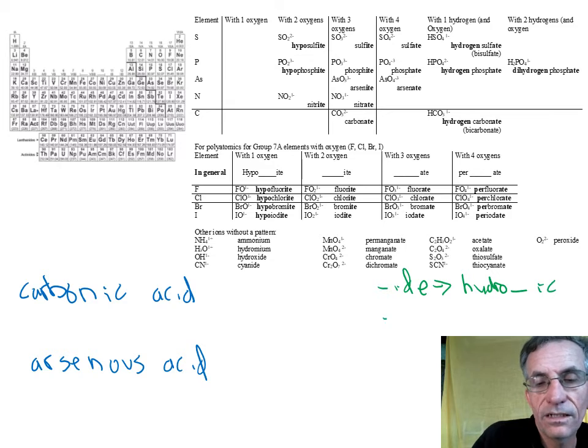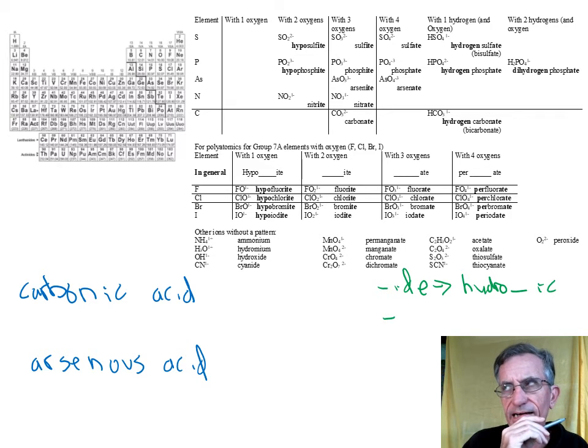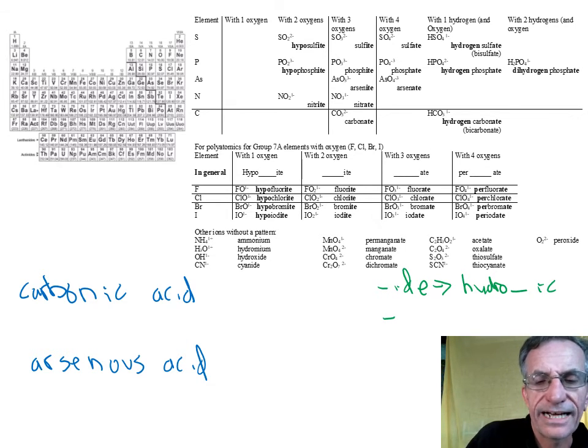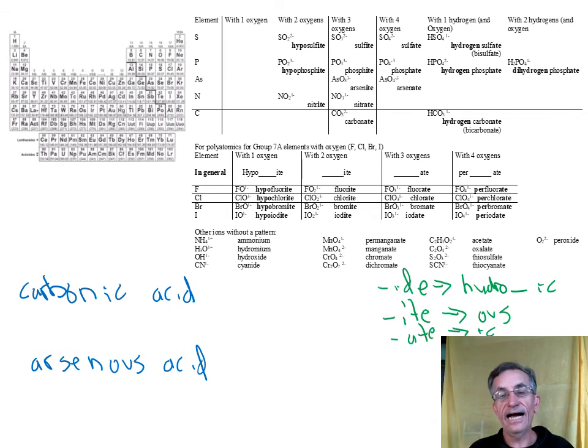And then it was, what was the other one? It was -ate. Or no, I think I did -ite next. Try to keep them in the same order. -ite turns into -ous. And then, oh, rats, I need a little more room. -ate turns into -ic. -ate turns into -ic. -ide, hydro-ic, -ite, -ous, -ate, -ic.